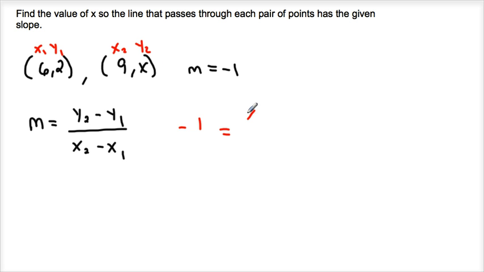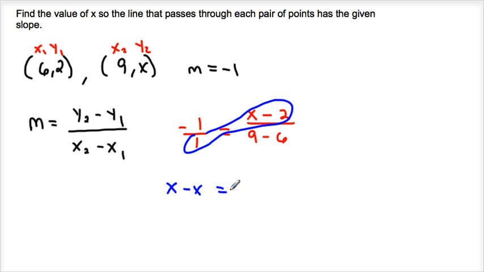So y2 is x, so x minus 2 all over 9 minus 6. And if you want, you could put this over 1, so now you've created yourself a proportion. Now you have -1 over 1 equals x minus 2 over 9 minus 6. Cross multiply, so 1 times x minus 2 simply becomes x minus 2 equals -1 times 9 minus 6, which is 3, and -1 times 3 is -3. Add 2 to both sides for a one-step equation, x equals -1.